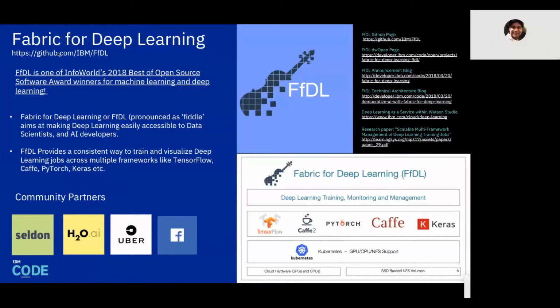We partnered with Seldon for model serving. We got H2O.ai working under the covers so as to make sure machine learning algorithms are available. With Uber, we worked together to integrate Uber's Horovod mechanism, which allows you to do distributed training over distributed GPUs, either in a single machine or across multiple machines. And we worked very closely with Facebook to launch PyTorch 1.0 on the same day PyTorch 1.0 was released by Facebook.